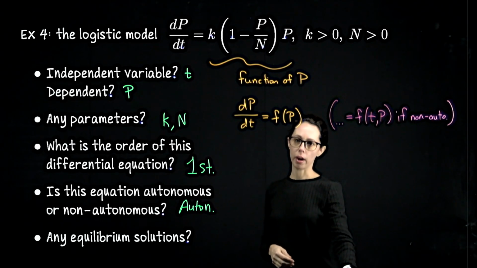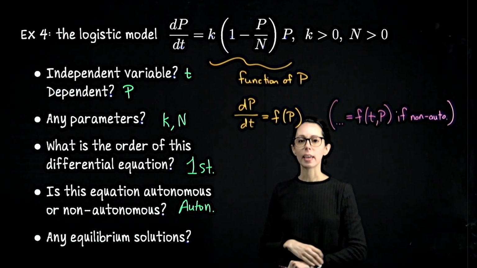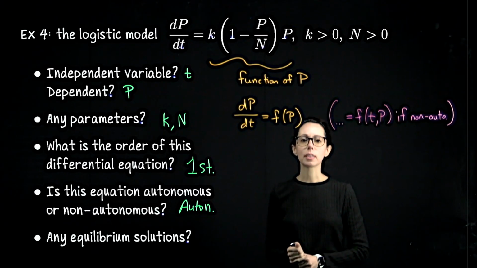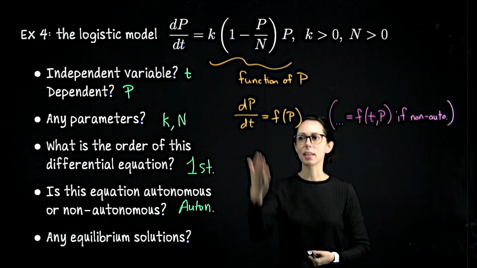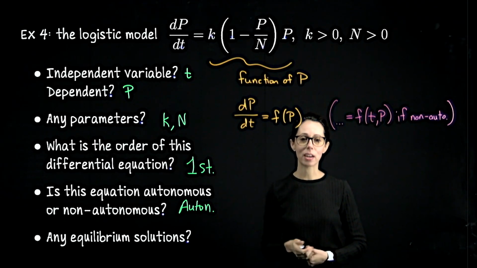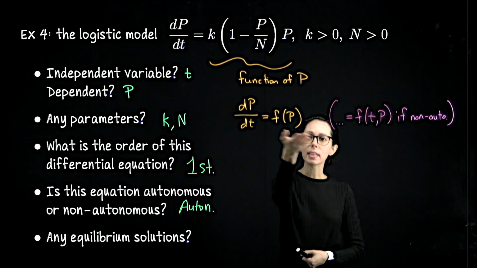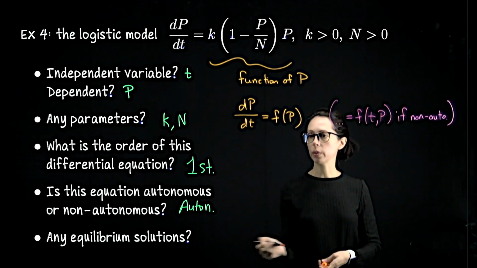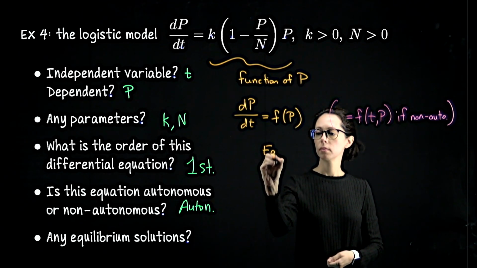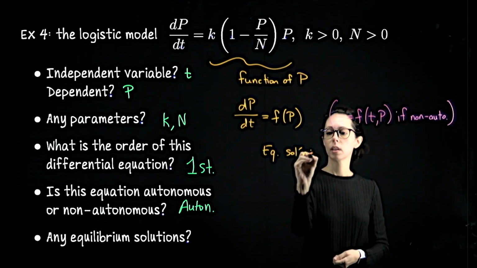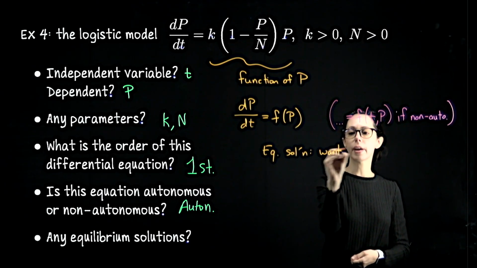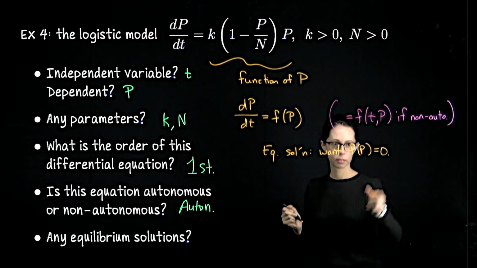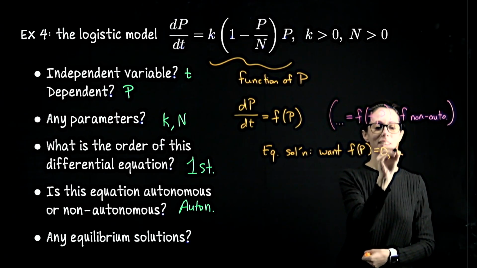So what we are looking for with our equilibrium solution is a constant value of p that makes f of p equal to 0. Because if p is constant, dp/dt is 0. So we know what the left-hand side of our differential equation would have to be. Is this also equal to 0? So we're looking for the roots of f of p. So for the equilibrium solution, we want f of p equal to 0, and p constant.